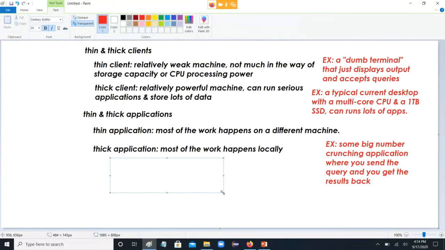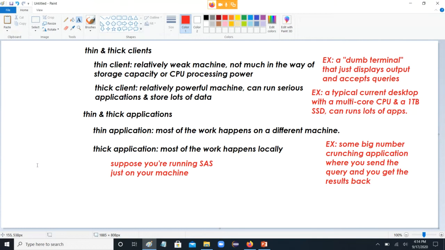Thick application: most of the work happens locally. Suppose you're running SAS, which is statistical analysis software, just on your machine. That would be an example of a thick application. Most of it's happening locally. Now you could still interface your machine and send the results that you get to other machines, but the work of that application is happening locally.